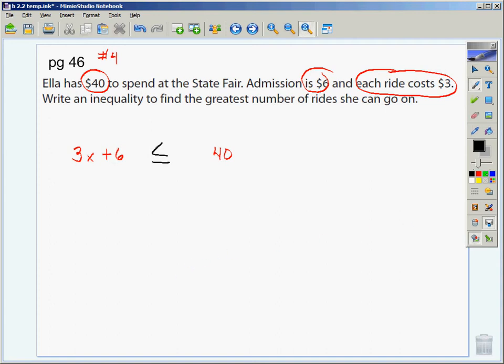And then we're going to do what? We're going to solve it. If I'm getting the variable by itself, I'm going to subtract 6 from both sides. I have 3x is less than or equal to 34. I'm going to divide both sides by 3. X is less than or equal to 11.33, repeating.